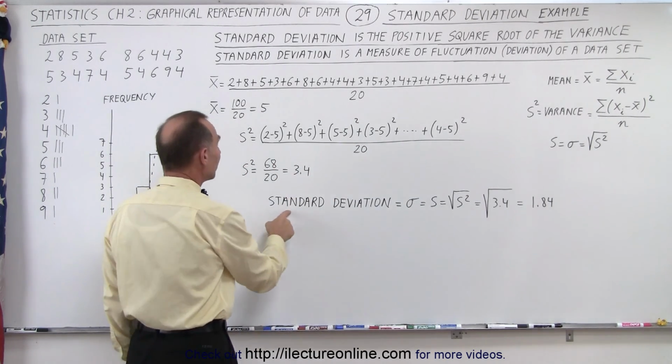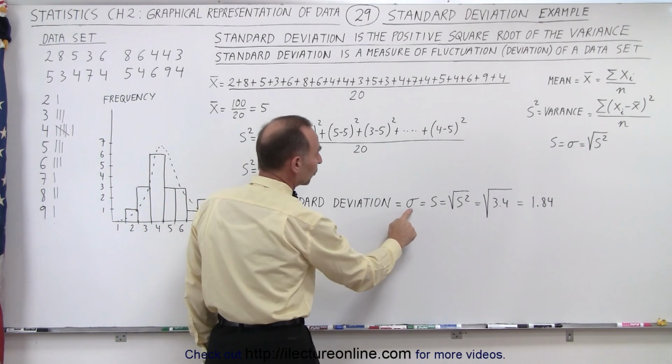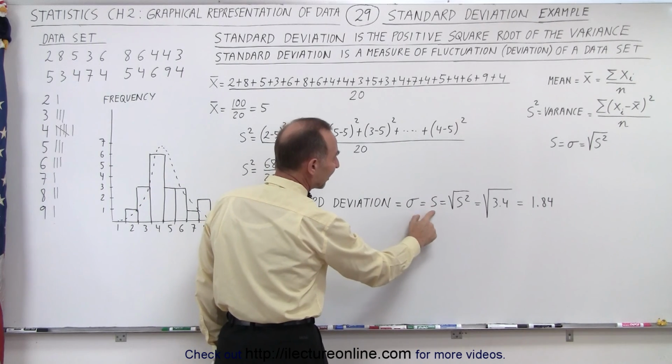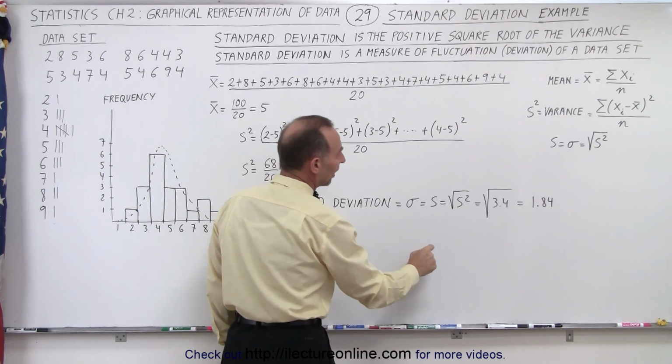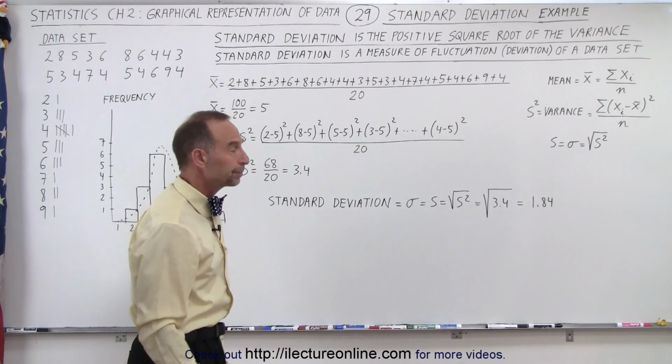Then to find the standard deviation, we simply take the square root of the variance. We use both the symbol sigma or s to indicate the standard deviation, and the square root of 3.4 is 1.84. So what does that mean?